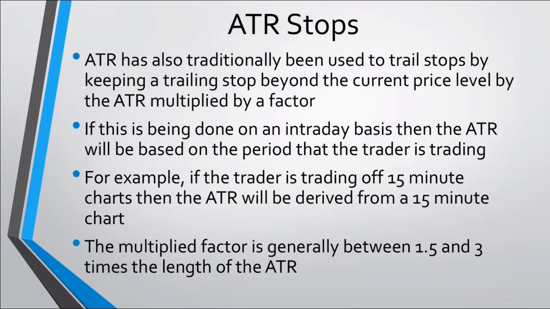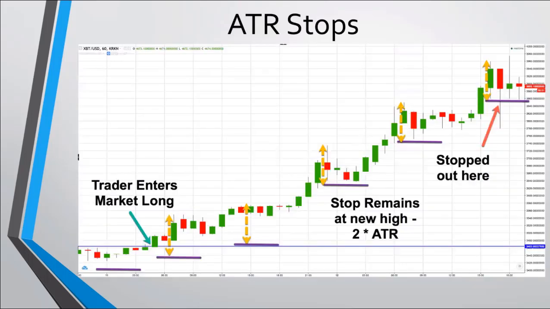Then you're going to use a multiplication factor, again, that will be tested out to determine, am I using just 1 times the ATR? Am I using 1.5? Am I using 3 times? And most people generally settle on 1.5, 2, 3. So that means they could use 1.5, 2, 2.5, or 3 times the length of the ATR, and then they're going to trail the stop beyond that.